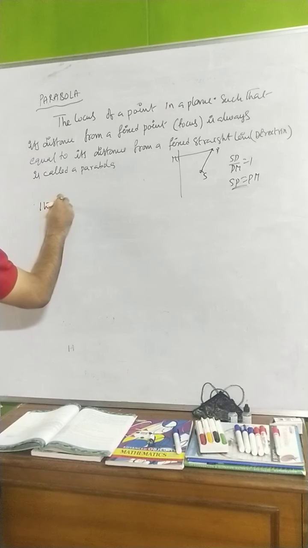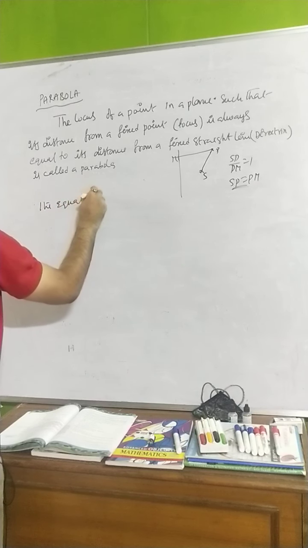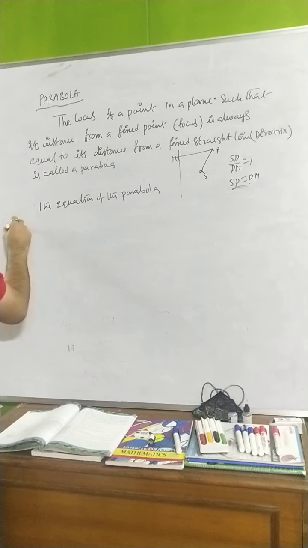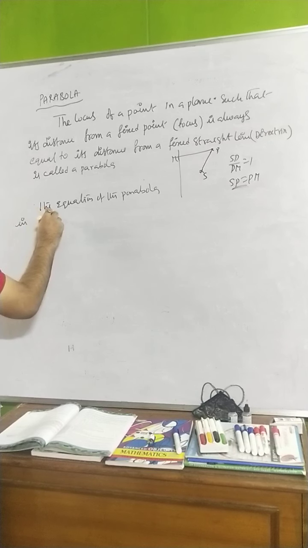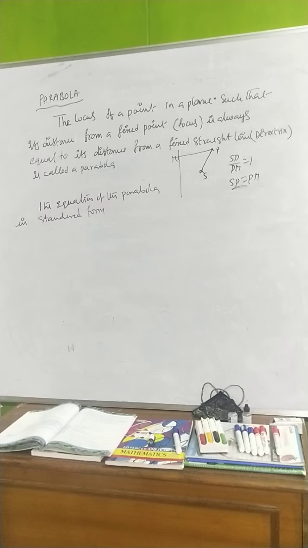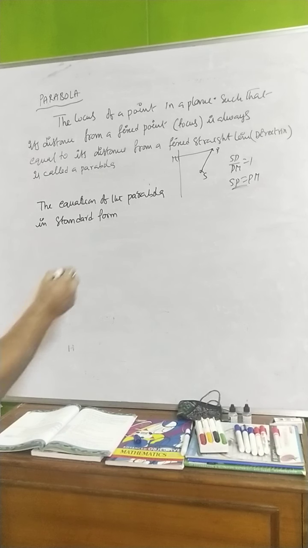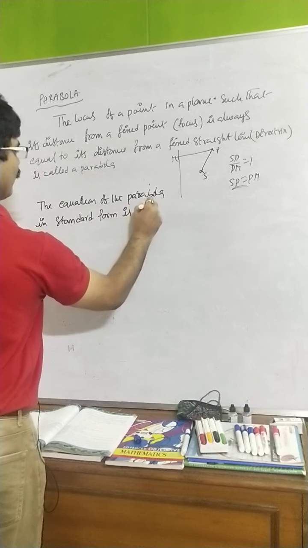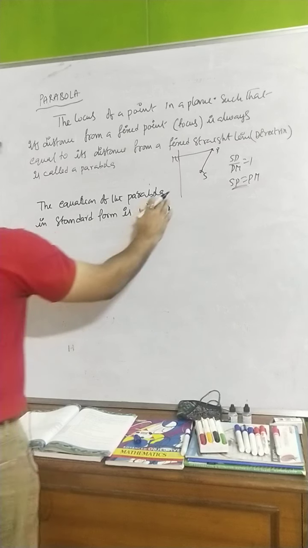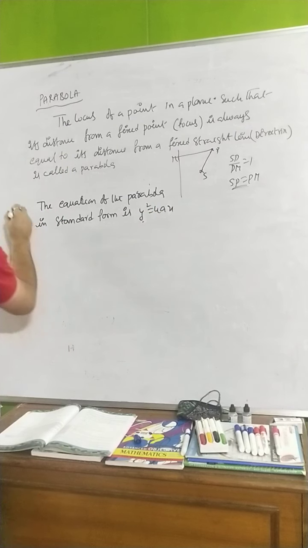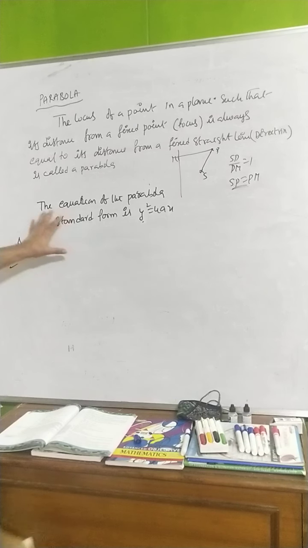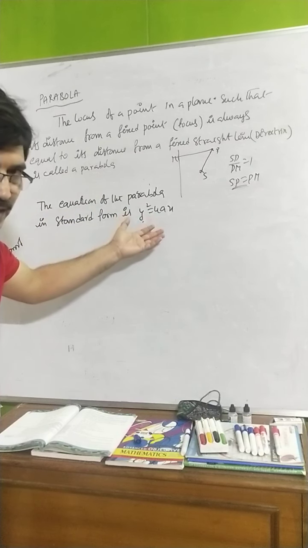The equation of the parabola in standard form is y square equal to 4ax. Y square equal to 4ax. Now you want the proof, definitely we can discuss it. Why are we calling this one a standard equation?